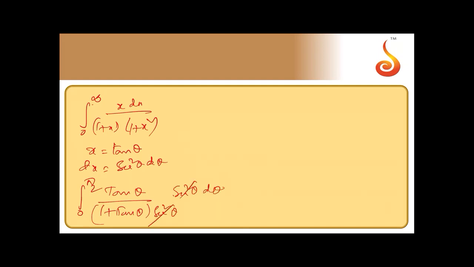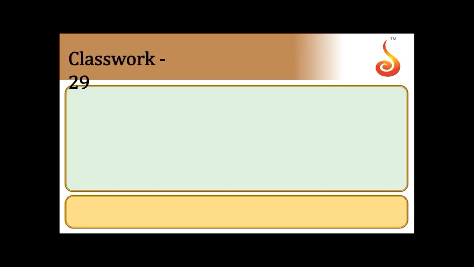Of course, sin by cos, you can write the integral 0 to pi by 2 of sin theta divided by (sin theta plus cos theta). The answer for this one is nothing but upper limit minus lower limit by 2. Answer is pi by 4. Yes, of course, answer is D.